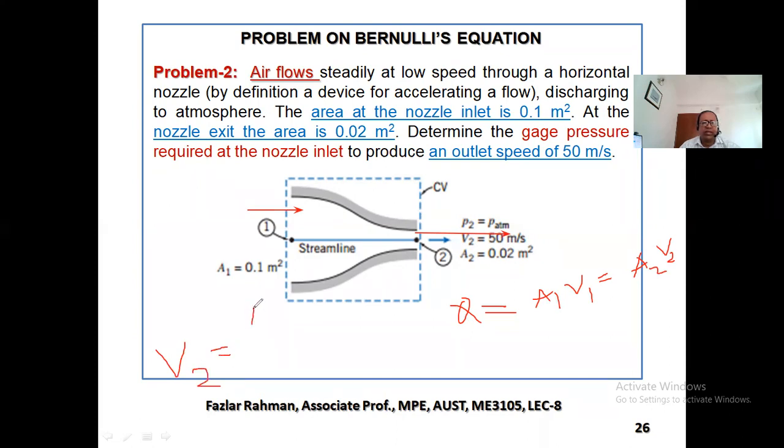V2 will be A1 divided by A2, into V1. Now this ratio, A1 by A2, is always more than 1, right? Because A1 is bigger, A2 is smaller. So what happens? If area is reduced somewhere, velocity increases, right?